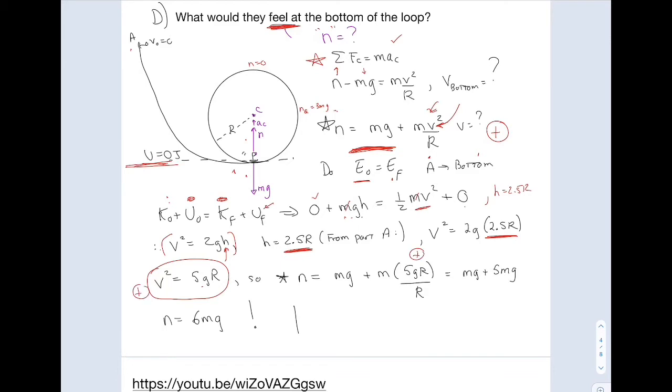So I have n is mg plus m over r, and this v squared is 5gr. So the r's cancel, and I have mg plus 5mg, and I get 6mg. So that person would feel 6 times their weight, which is really difficult to do and not pass out.